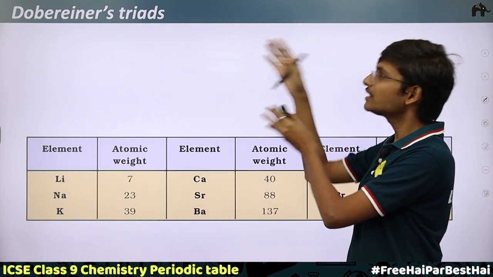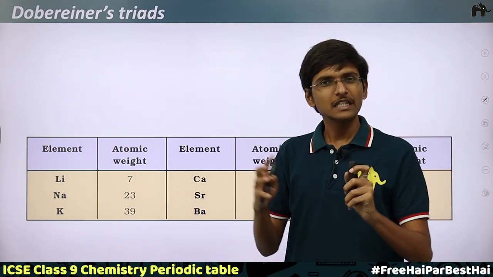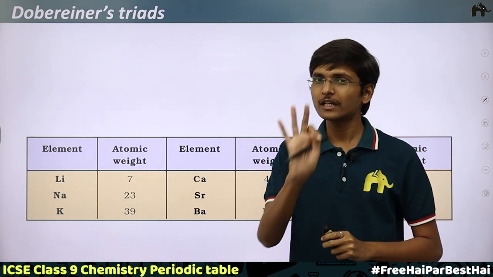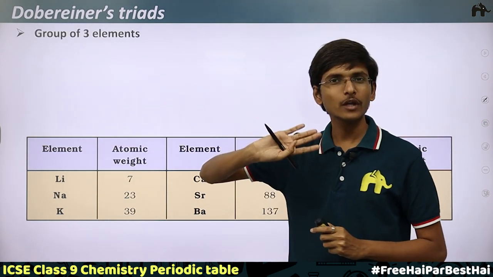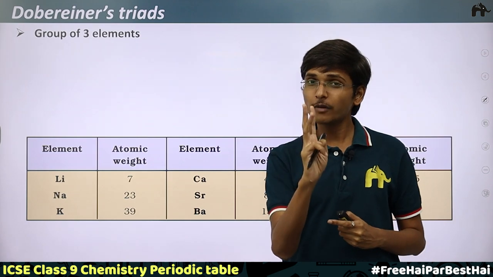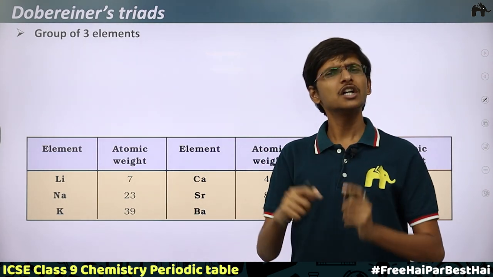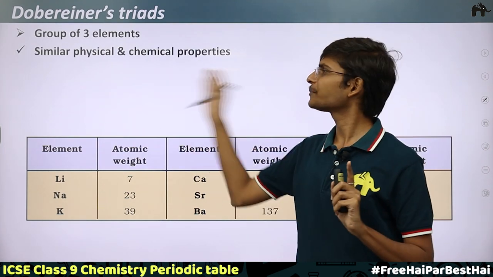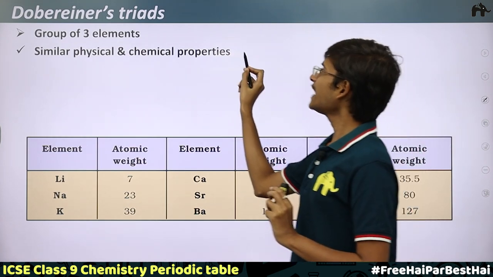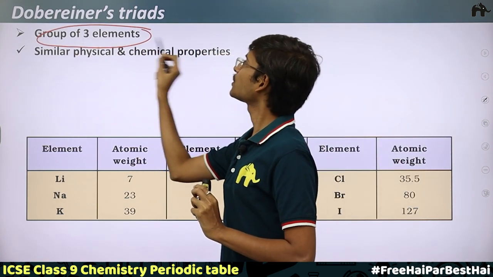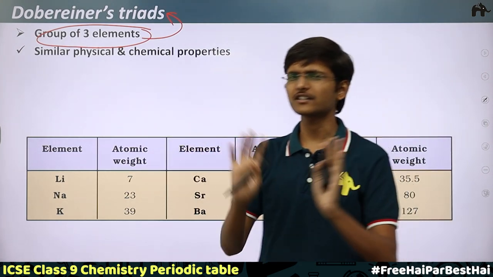And here comes Dobereiner. What he did was group the elements, and each group had three elements. But this group of three elements was special. Why? Because they had similar physical and chemical properties. He called this special group of three elements a triad, and since Dobereiner developed these triads, we call them Dobereiner's triads.